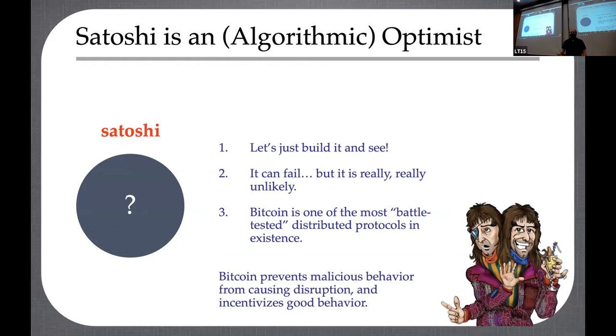In some sense, I'd suggest that Bitcoin and Satoshi encompass a whole bunch of the Silicon Valley ethos. Silicon Valley is full of these optimistic startups. Let's build it and see what happens. Focus on optimizing for the common case. Don't waste your time worrying about strange corner cases. Optimize the most common use case. That's how you win as a product.